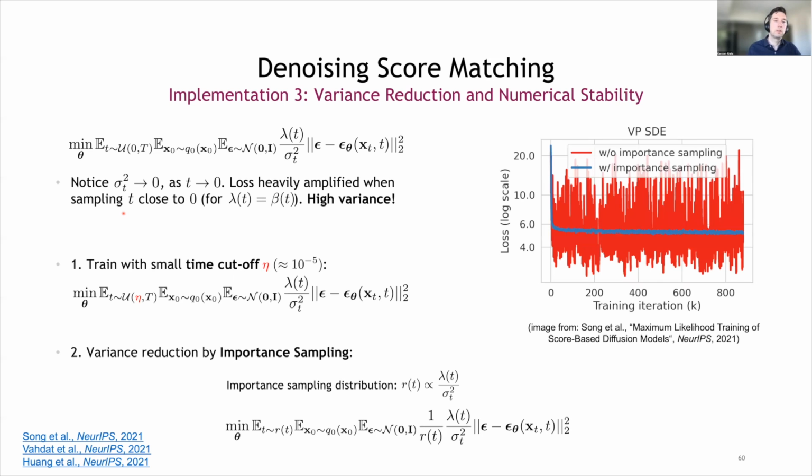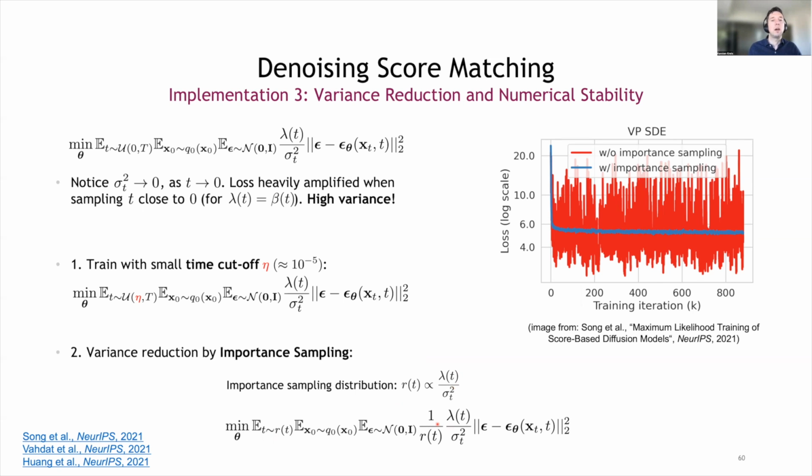But there is a more fundamental way how this can be fixed. Like I said, this is especially relevant when training models towards high log likelihood, where this lambda t function may be something like beta of t and this sigma squared is not canceled out. In that case, we can perform importance sampling with respect to the weight of this loss, and so we heavily oversample t's close to 0. And so the objective then looks like this. We oversample small t's according to the importance sampling distribution that has most of its weight for small t.